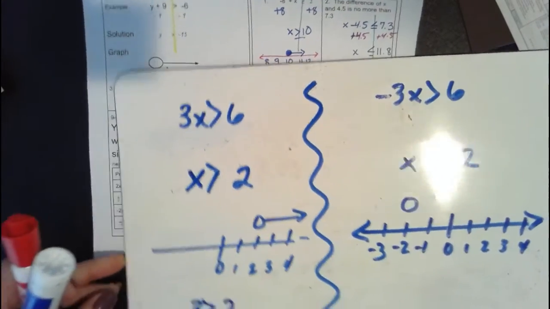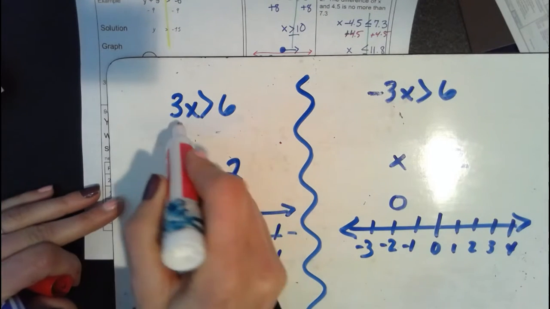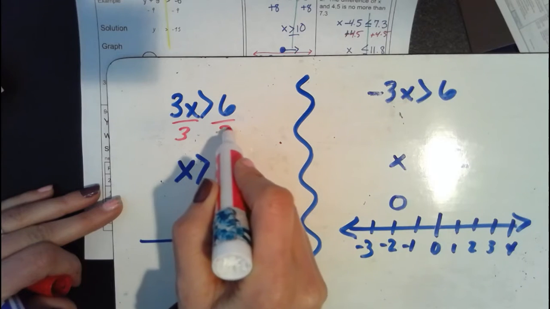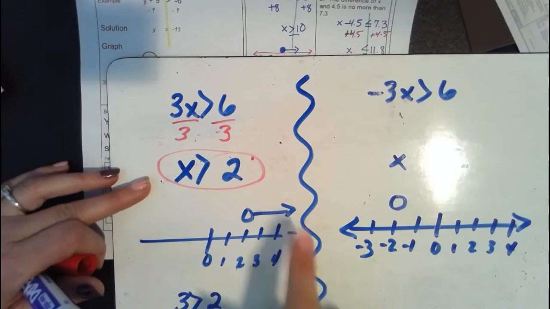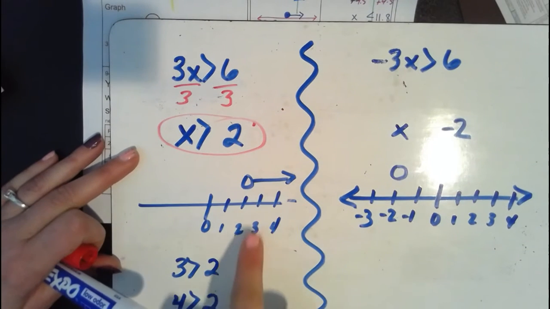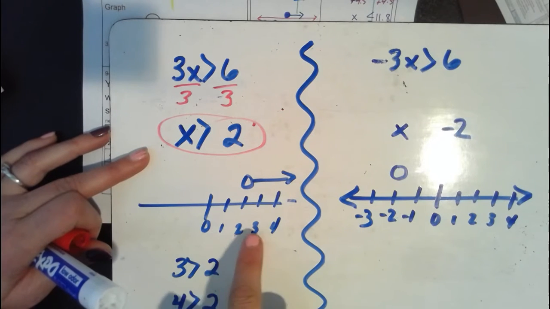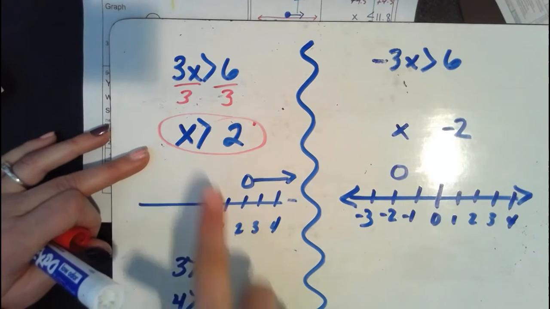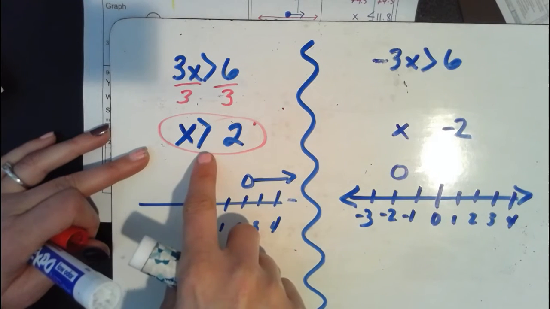So if we look at this problem here, we have a multiplication problem, and how we solve multiplying is doing the inverse operation of dividing. And we would get for our answer x is greater than 2. So open circle at 2 and going to the right. And that means that all the numbers that are greater than 2 work. So if I plug in 3 for the x, I get 3 is greater than 2. That's true. When I plug in 4 right here, I get 4 is greater than 2.